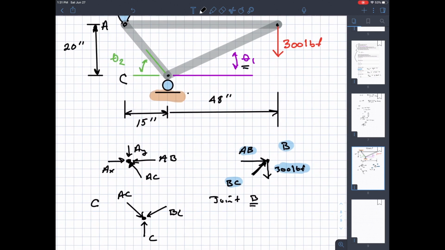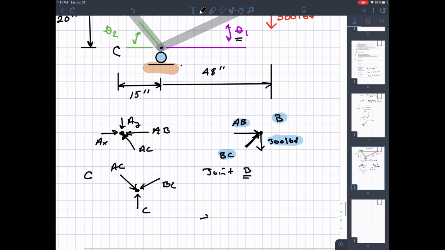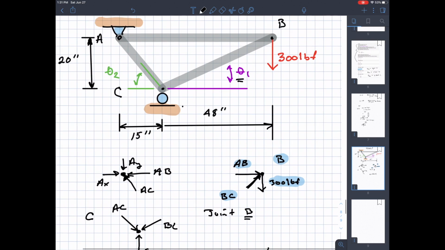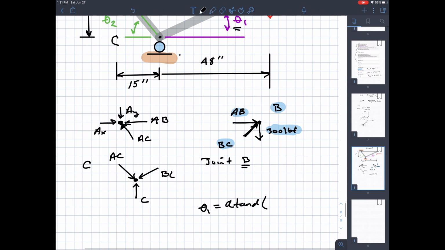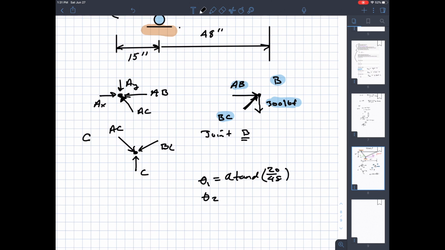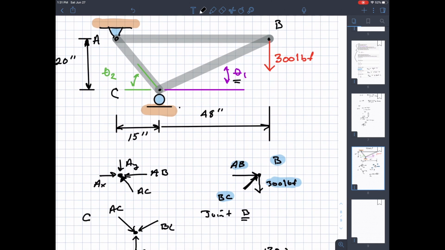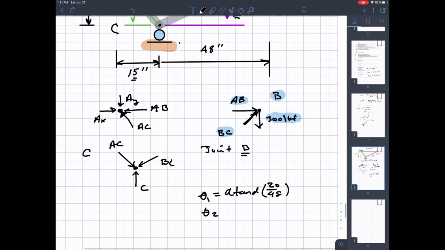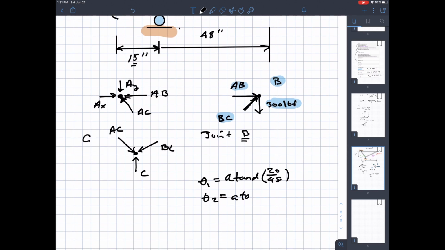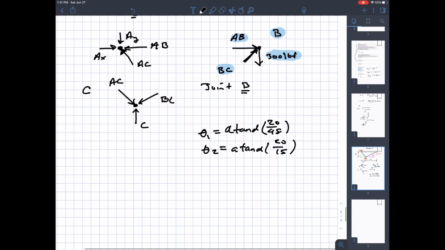Okay, so theta 1 is the arctan of the rise over the run. Okay, so it has a rise of 20 divided by a run of 48. So there's theta 1. And theta 2, I can look at that angle over here. That has a rise of 20 for a run of 15. Okay, so there's the angles that I'm going to need.